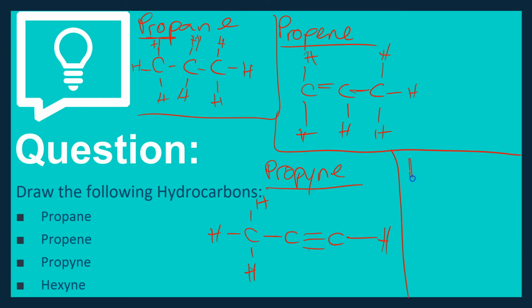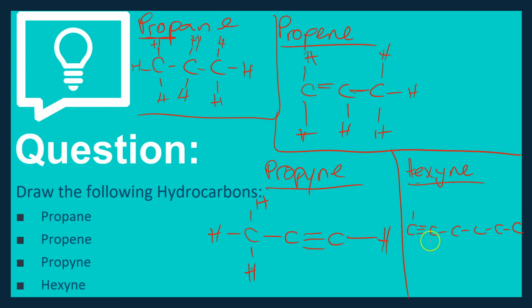All right, hexyne. Hopefully we can fit it in this space. So hexyne has 6 carbons. We're going to go 1, 2, 3, 4, 5, 6. Okay, and we're going to put in a triple bond here. 1, 2, 3. And all of the other bonds are single bonds, by the way. And our first one already has 3 bonds, so we'll make 1.